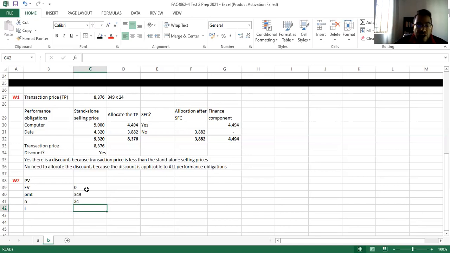They told us in the scenario, it is 9%. But 9% is per annum. So we need to divide this by the number of payments per annum. There are 12 payments per annum.